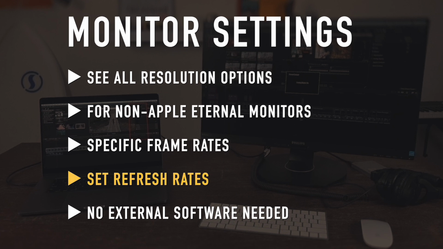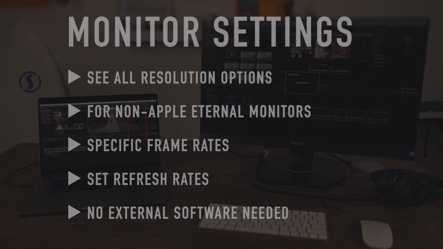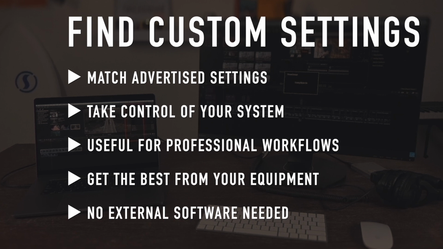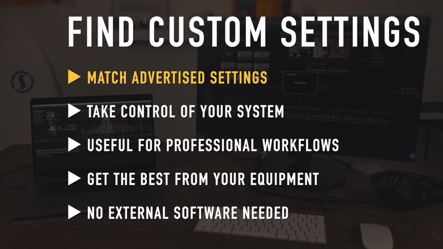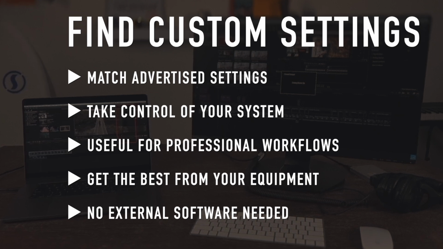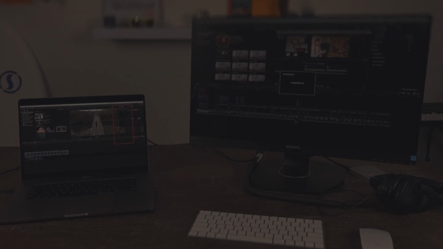Now, when you get a non-Apple monitor, so a monitor that's not on your iMac or built into your laptop, you may find that you can't find the specific settings as they're advertised on that particular monitor. Sometimes the refresh rate of 60 hertz doesn't seem to be available, but we're going to dig deep into the system preferences of Mac OS X and take a look at how we can get exactly the settings that we want when we're working with that specific monitor on Mac OS X.